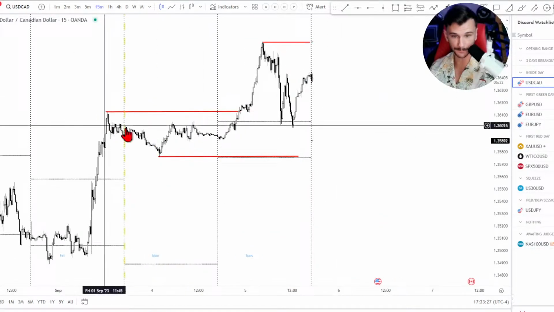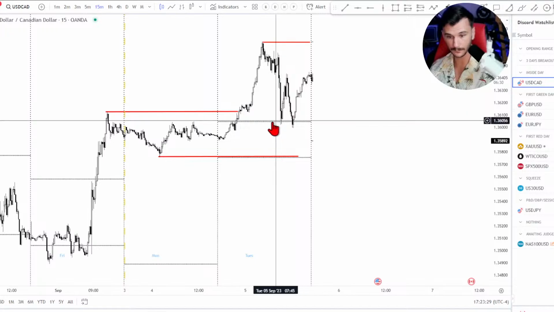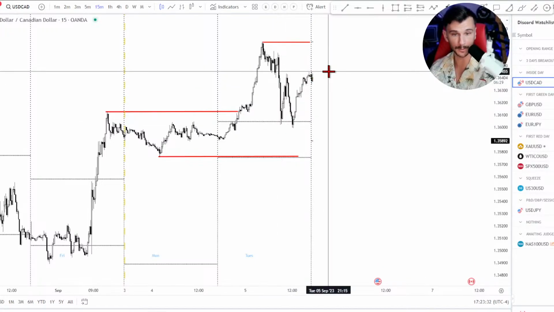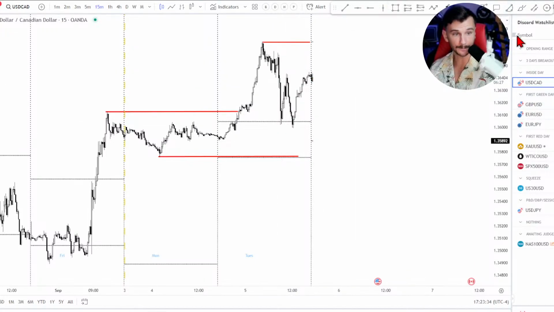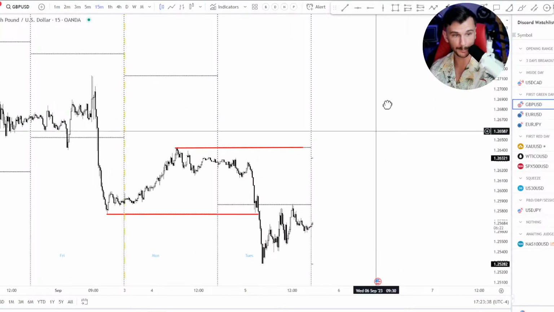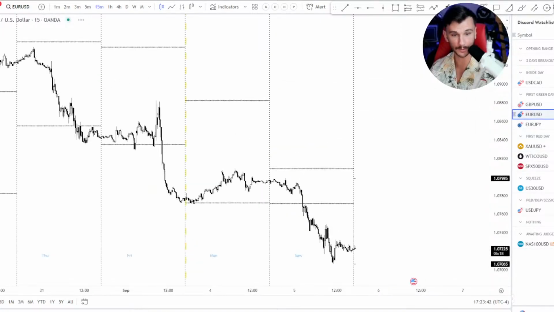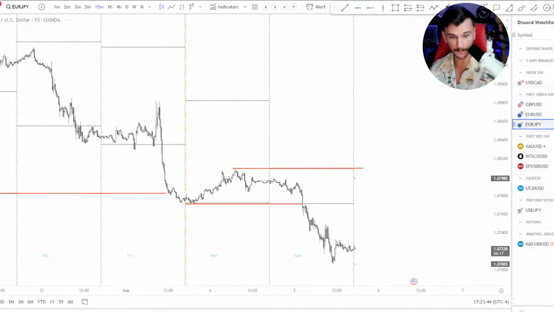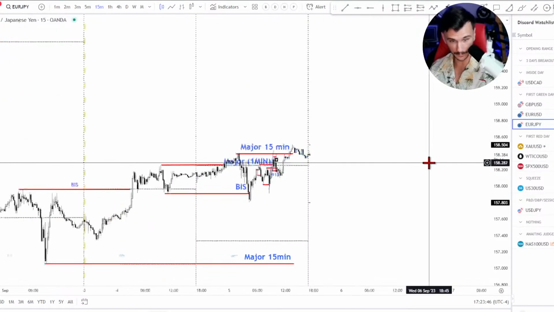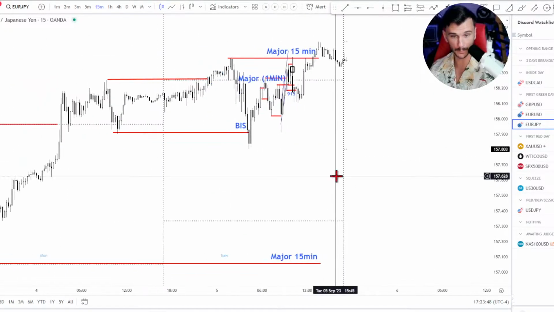We had inside day, breakout, pullback. We broke out. We've closed on the outside of the opening range. On this pair, that's what happened today. So we had inside day, breakout, pullback. All right, we had first green day, pound dollar. That didn't work out. That just went straight down. All right, cool. So Euro USD. Yep, same exact thing. Euro JPY, looking a little different. We actually made an up move today.